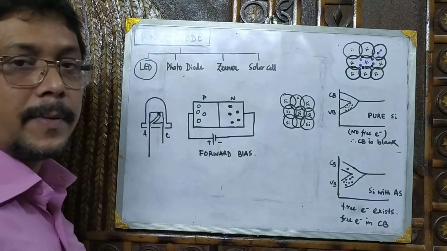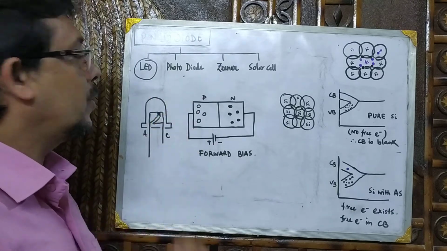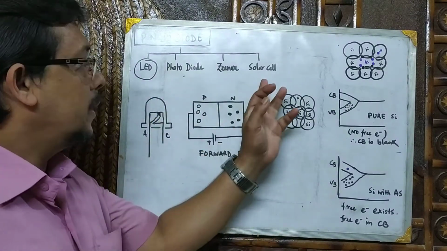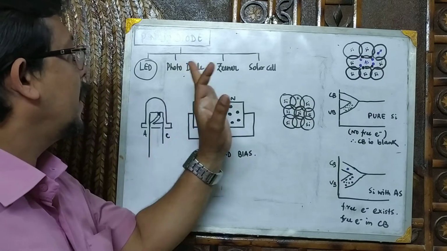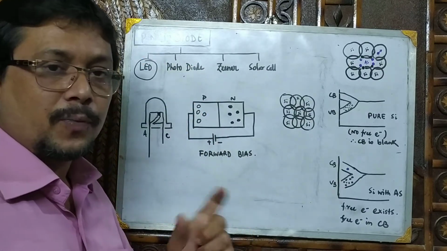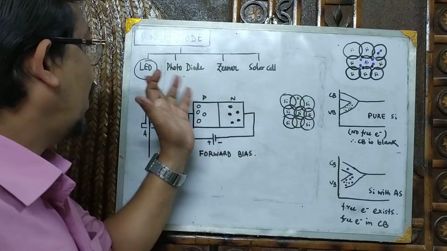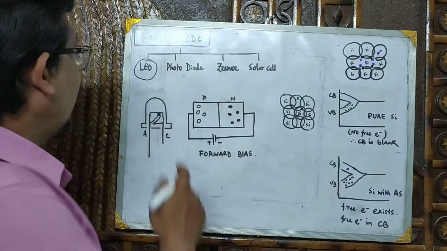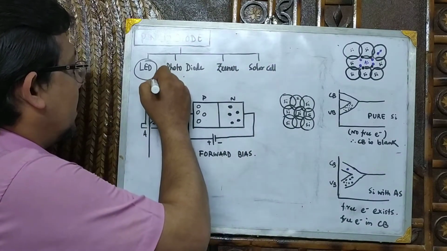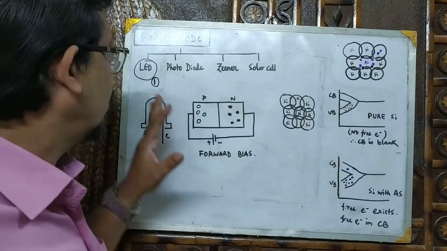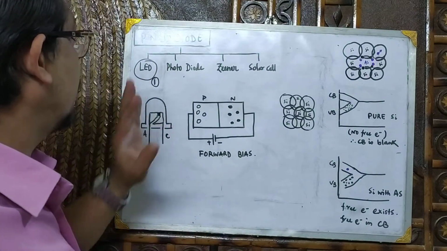Suppose LED, light emitting diode, very common nowadays, photodiode, Zener diode, then the solar cell we are using, all are made up of the PN junction diode after some modification. So we have to do all these four sectors. Today I will discuss the first part, that is the LED, light emitting diode, and how it works.